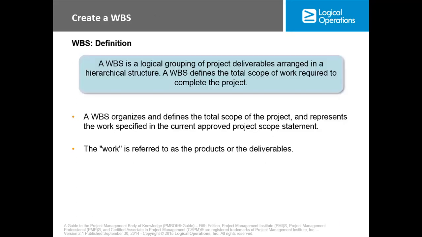Okay. Now the WBS is a logical grouping of project deliverables arranged in a hierarchical structure. A WBS defines the total scope of work required to complete the project. A WBS organizes and defines the total scope of the project and represents the work specified in the current approved project scope statement. Okay, the work is referred to as the product or the deliverable.